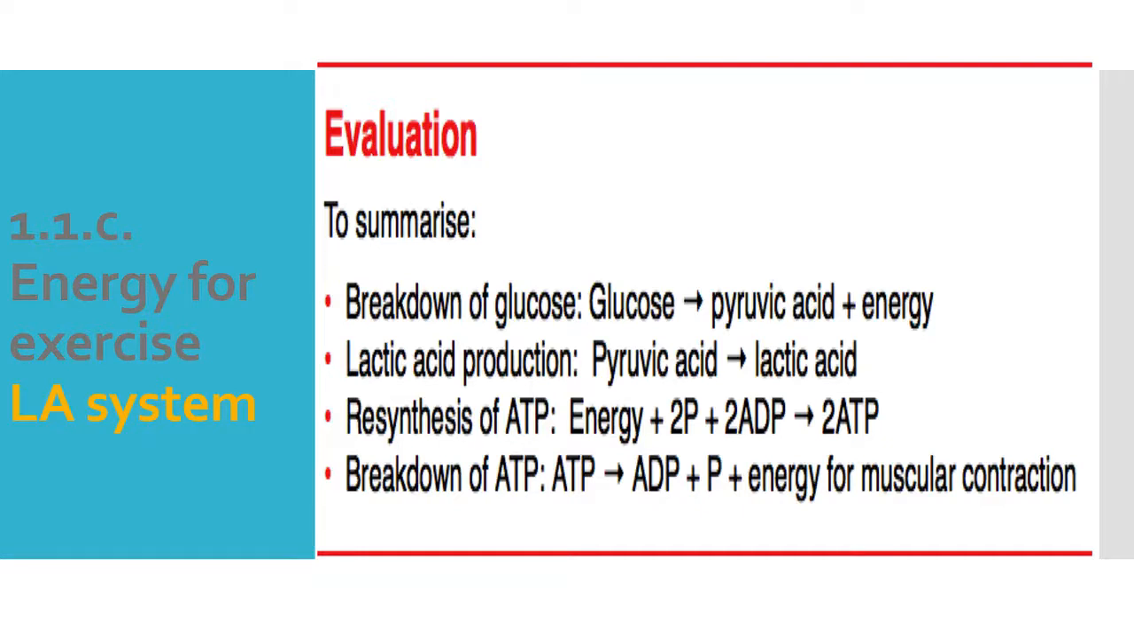Fitter performers don't reach OBLA as soon as unfit performers like me. Its time, well, it's an advantage because it's much longer lasting than the PC system. And its quick resynthesis, as of 10 seconds, that system is ready to kick in and take over as the predominant system. ATP yield's an advantage, well, it's twice as much as PC. But a drawback is it's nowhere near as much as the aerobic system. It doesn't last anywhere near as long as the aerobic system.